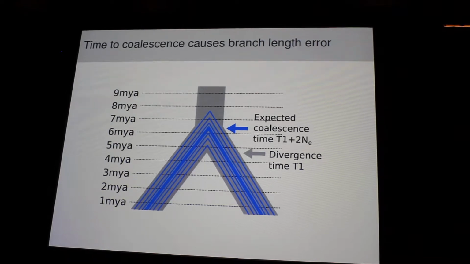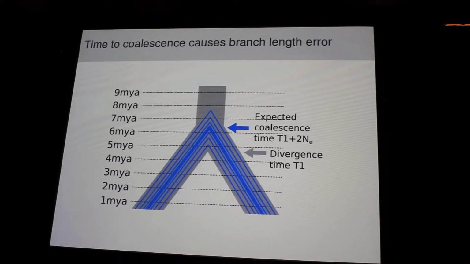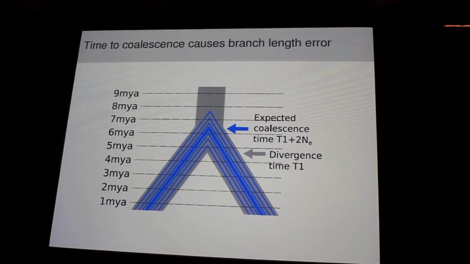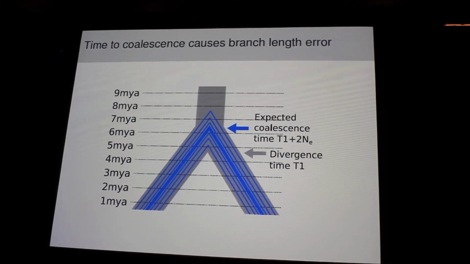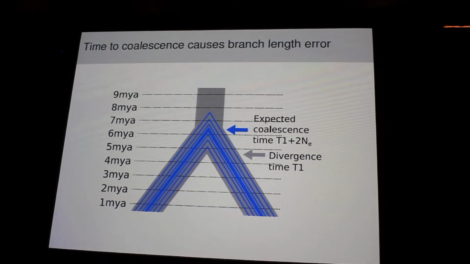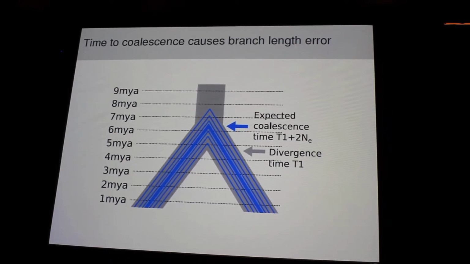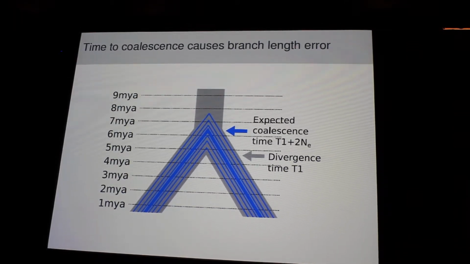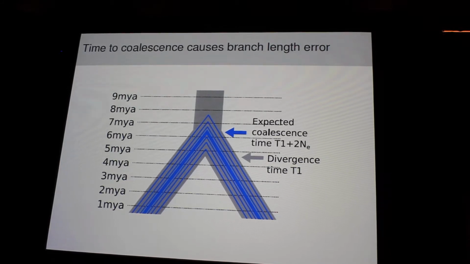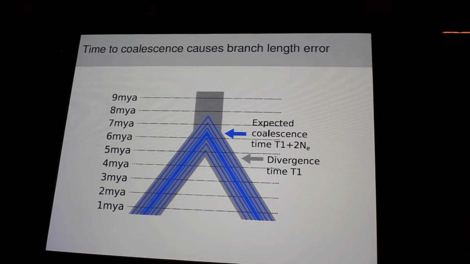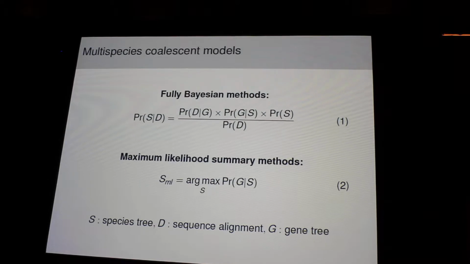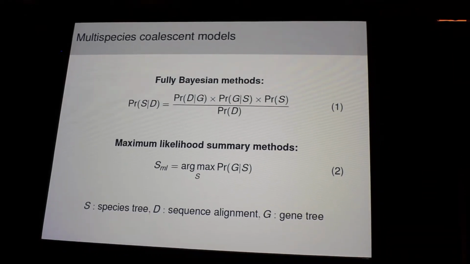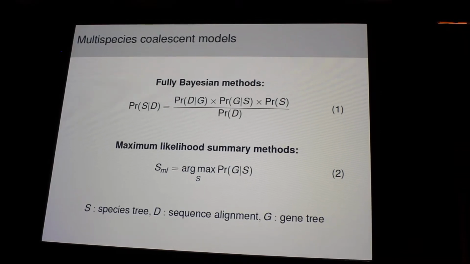Another important type of error is divergence times or branch lengths, where looking backwards in time, if two species have diverged at time t1, we don't expect all the alleles to coalesce at that time. Instead, all of those alleles will coalesce at more distant times, with the expectation of t1 plus 2Ne. Multi-species coalescent models incorporate the coalescence, so they should be robust to these errors.